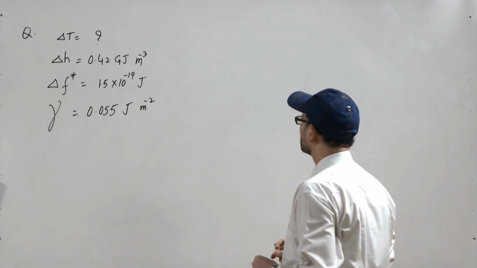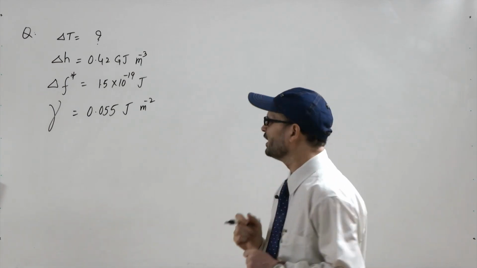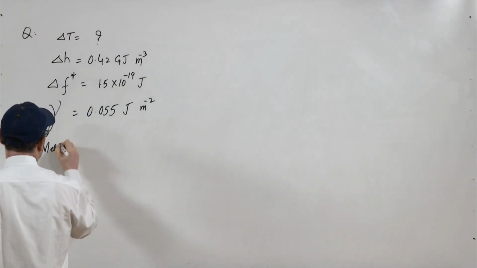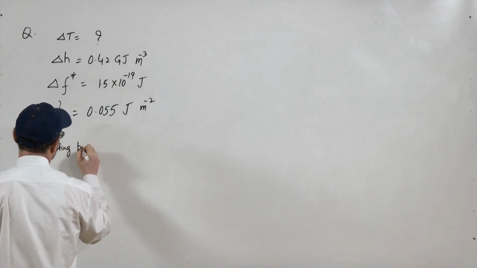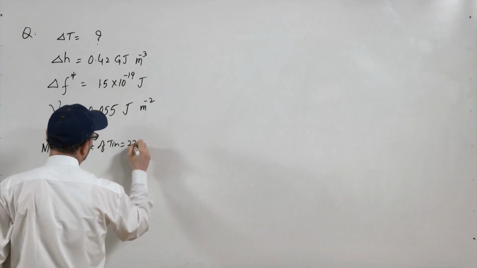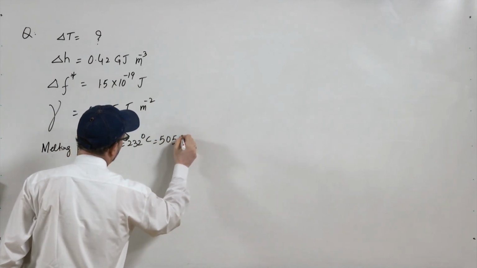Now, for that we need to know the melting temperature of tin. Melting point of tin is 232 degree C, that is 505 Kelvin.